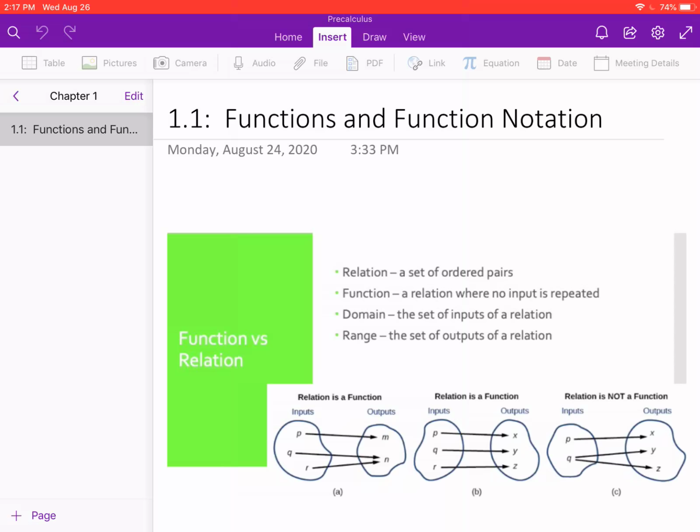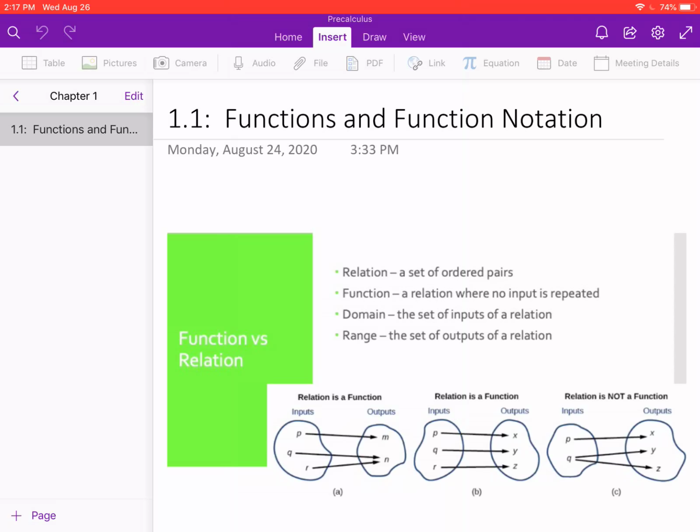This is section 1.1, functions and function notation. So let's start by talking about the difference between a function and a relation. A relation is just any set of ordered pairs. A function is a special type of relation where no input is repeated. So basically, no x value is repeated.